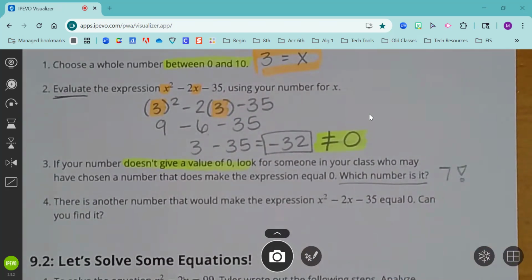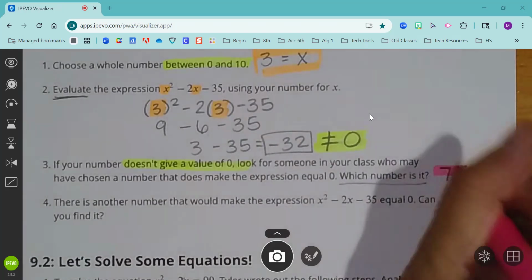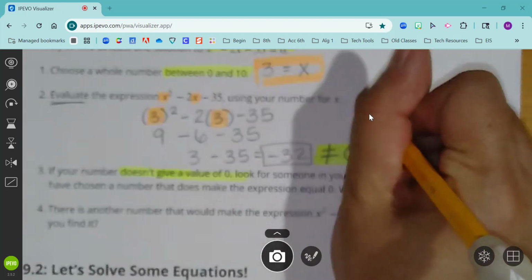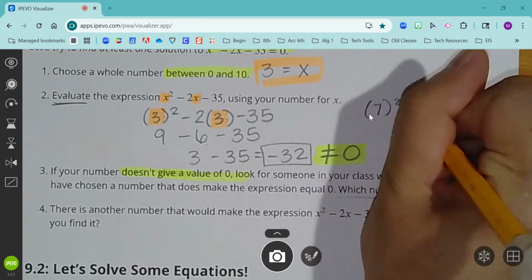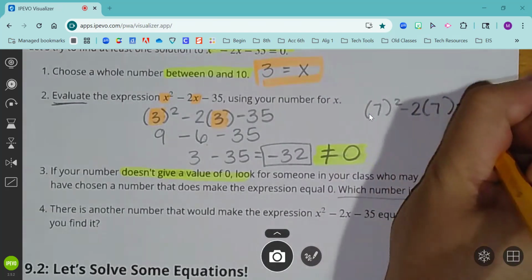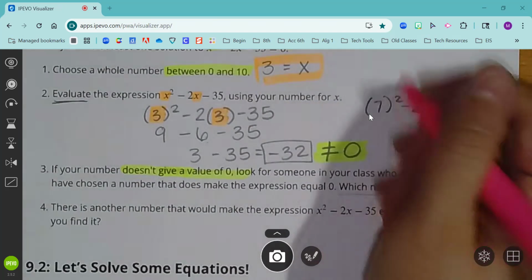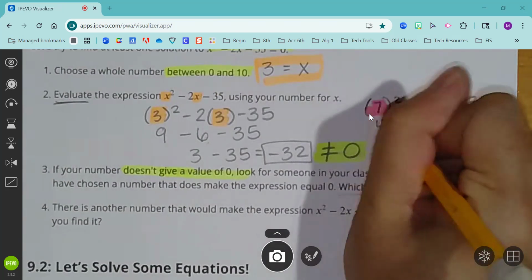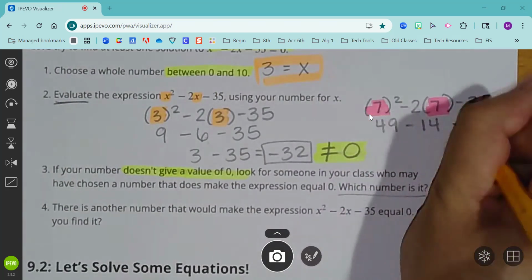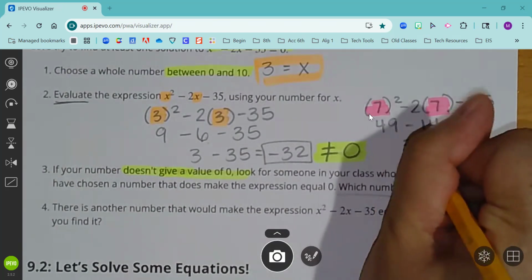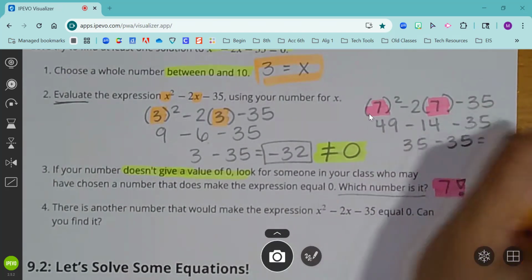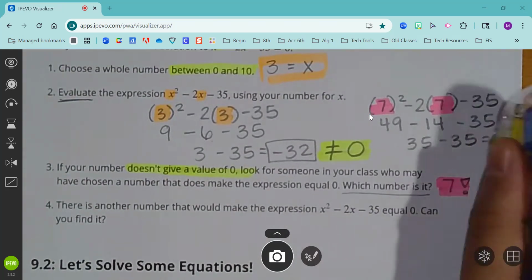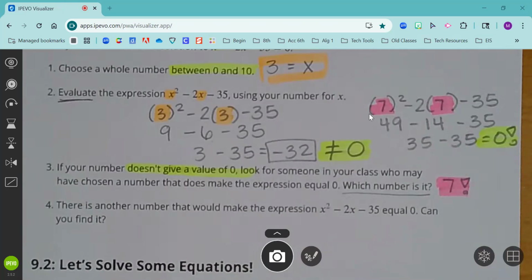So let's see if 7 works. Okay, so we're going to substitute it in again and see if we actually get a number. So 7 squared minus 2 times 7 minus 35. See what we get. 49 minus 14 minus 35. That's 35 minus 35, which equals 0. And that is what we wanted, right?